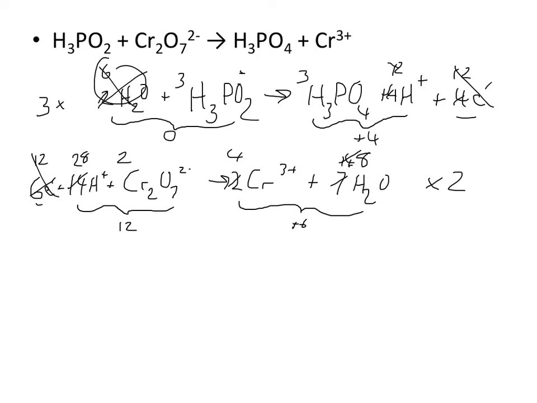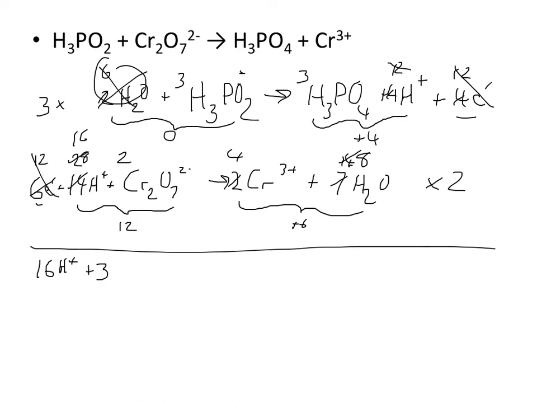We've got 12 protons over here, 28 over here. That's going to leave us with 16 protons there. And I think we've simplified it as much as we can, so now we just sum up the two reactions. Should be left with something like 16 protons plus 3 H.